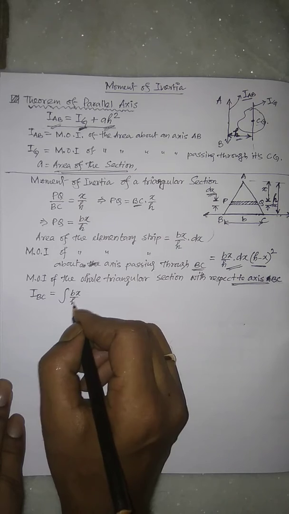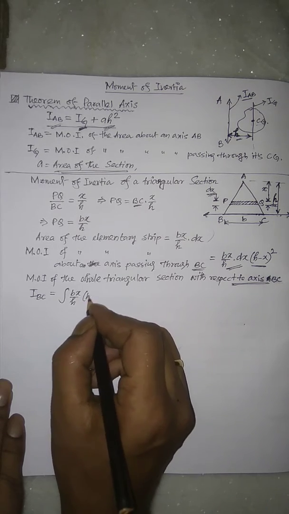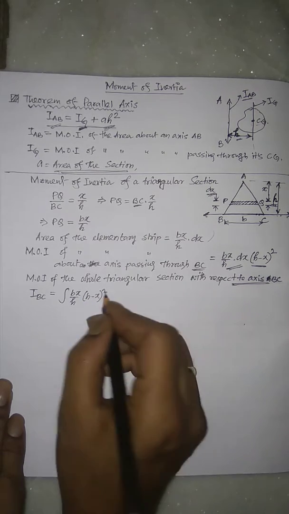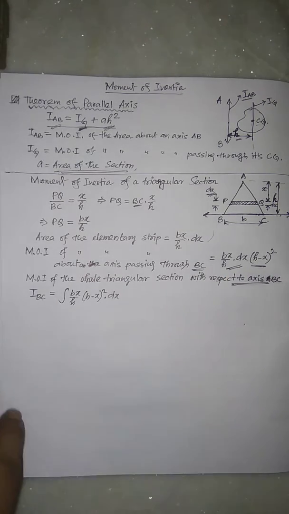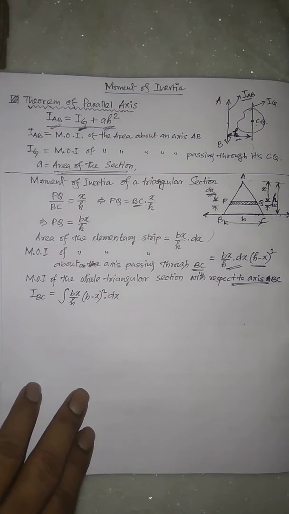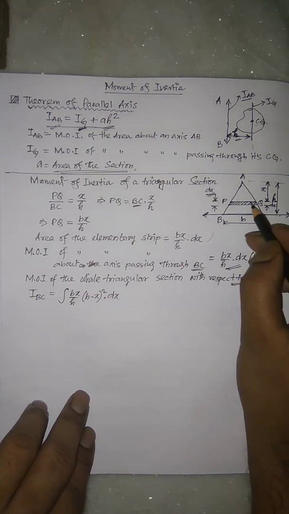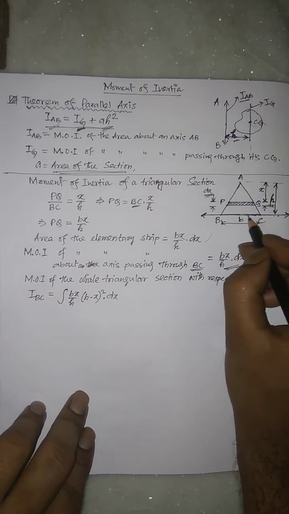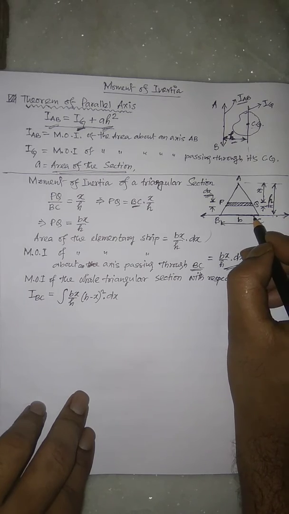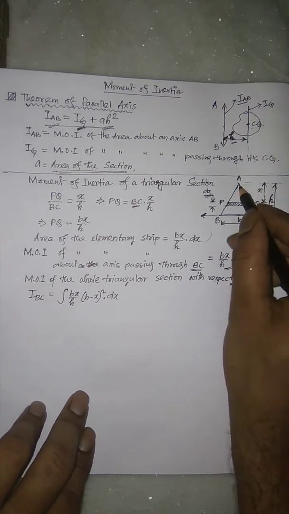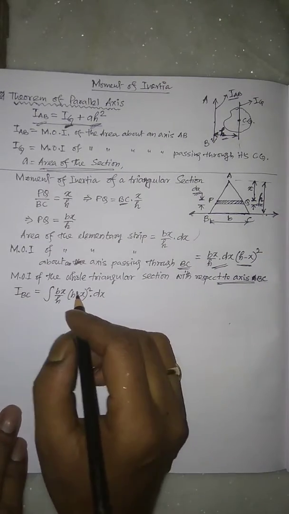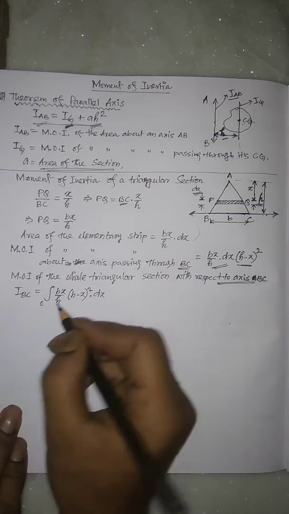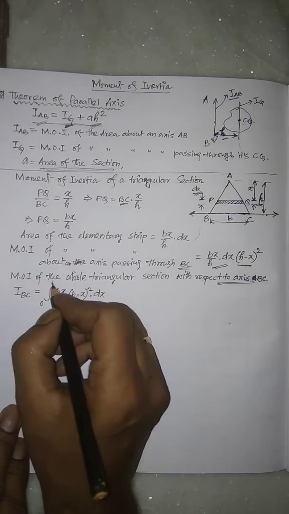b x by h minus x square into dx, and the limit should be 0 to h, because when the strip is here, the distance should be 0 from this axis, and when the strip is at its apex, the distance should be the height of the triangle. So the limit should be 0 to h.